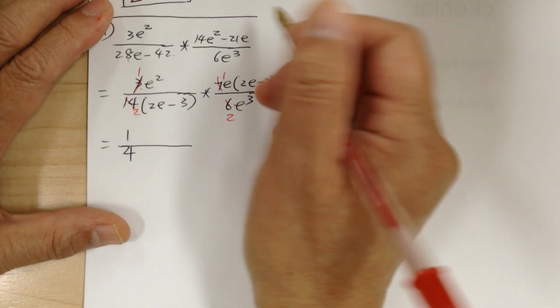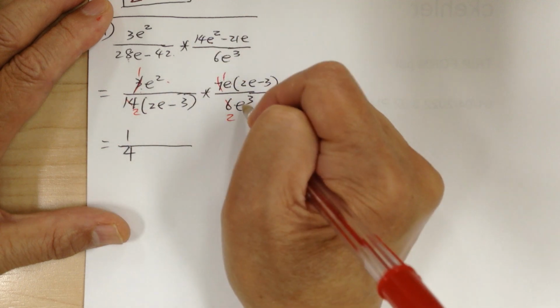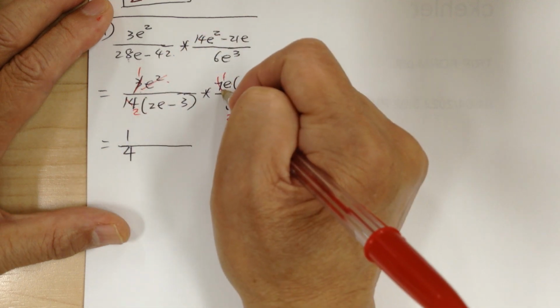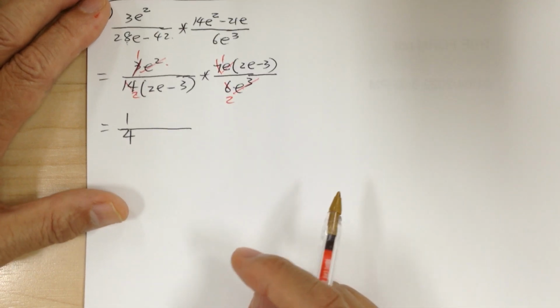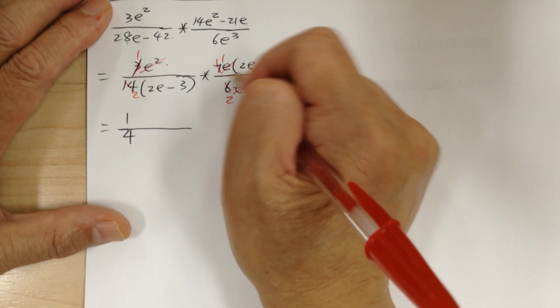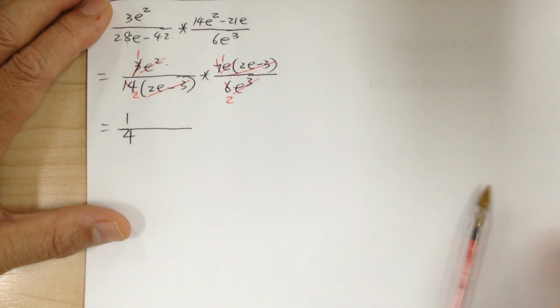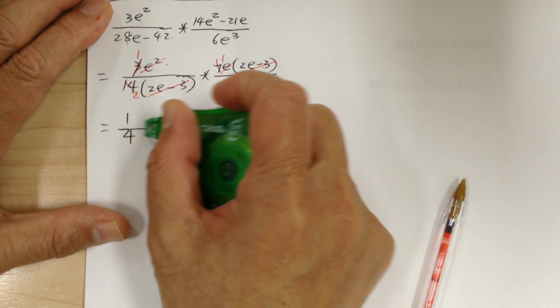So I got e squared and e over e cubed, so e squared and e cancel with e cubed, so there's no alphabet left. And let's do the group. The group, this cancel with this, and so that's nothing left. So that's it. So answer would be 1/4.